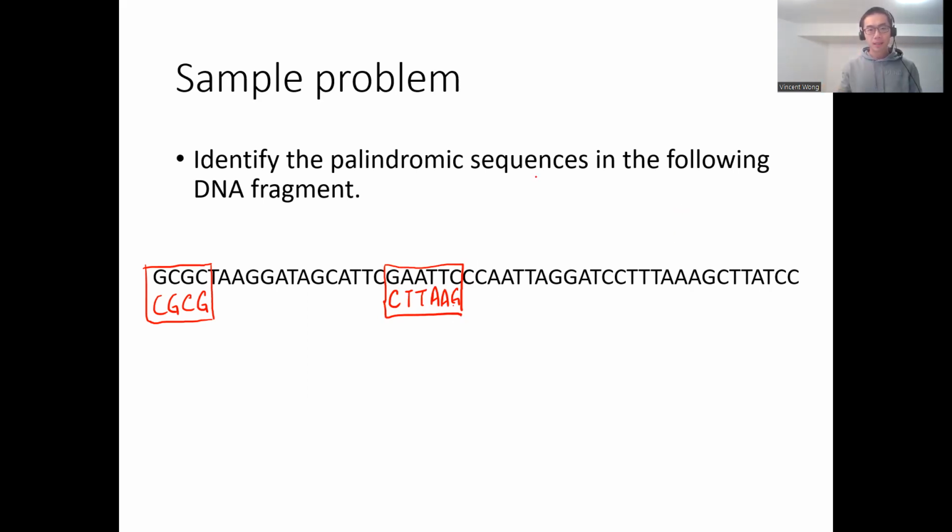Okay. Another one right here, AATT. And then another one here. Okay. That's it. So those are the palindromes. And each one would probably have a different restriction enzyme for cutting it.